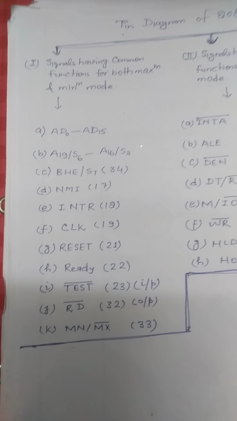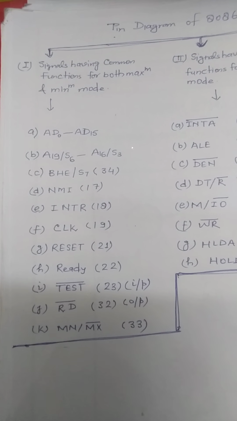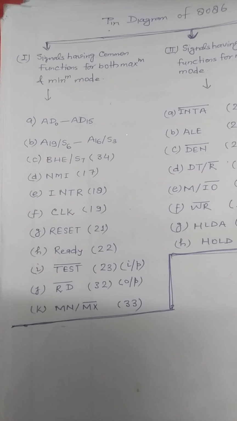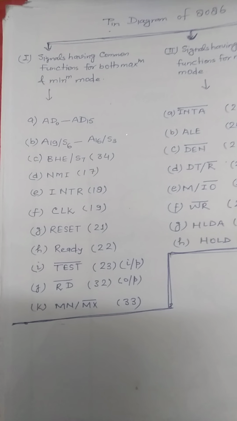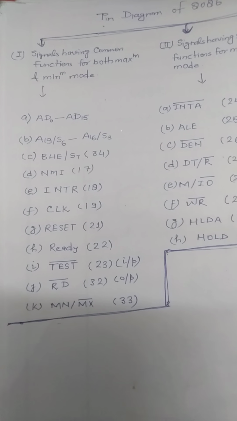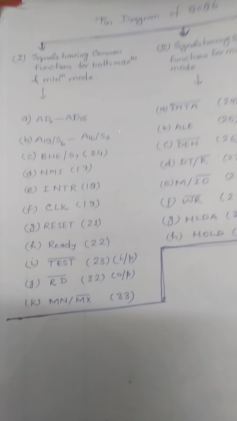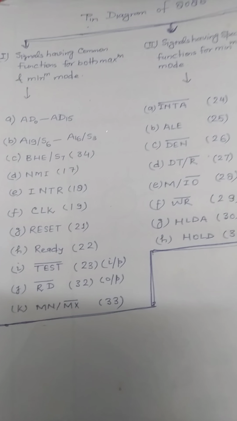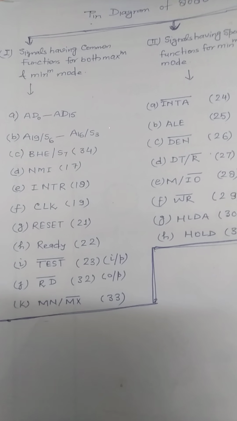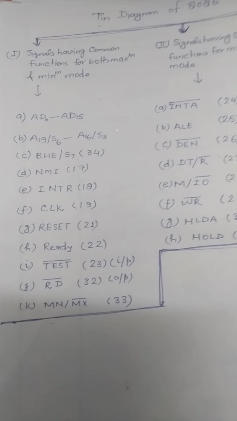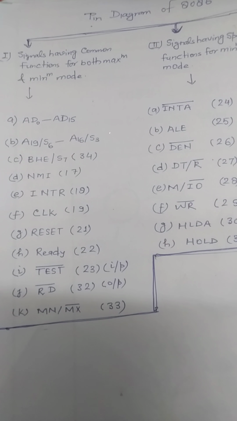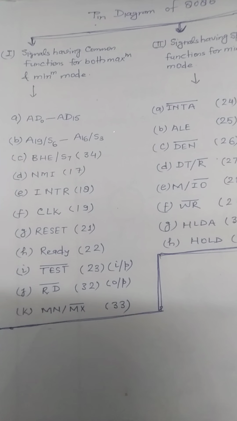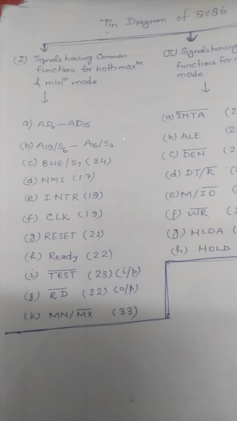Next is the ready pin. It is used for the synchronization of the microprocessor with the peripheral devices, and when the signal on this pin is low, then the microprocessor has to operate in wait state. Test bar pin. This pin will be used in the wait condition of the microprocessor. Next is read bar, that is at pin number 32. It is an output pin. This pin is used when the microprocessor has to take data from any memory or IO device.